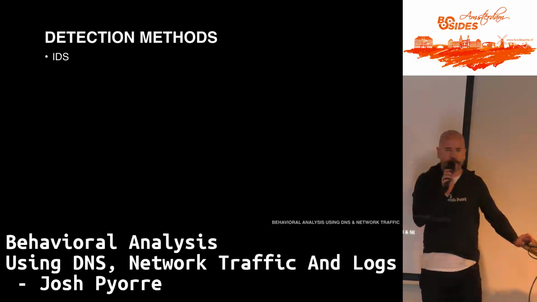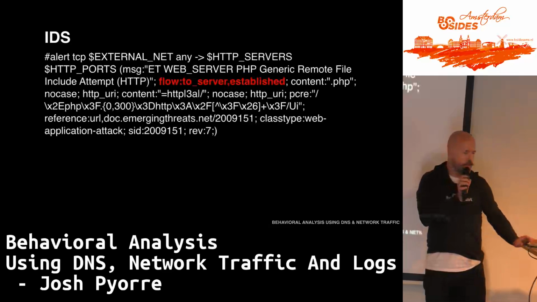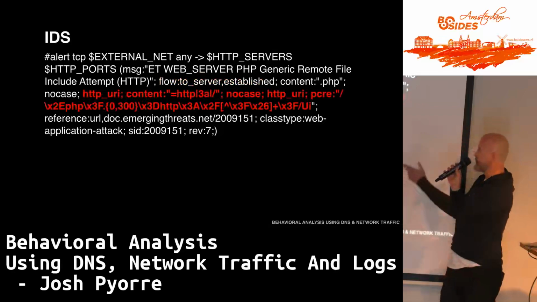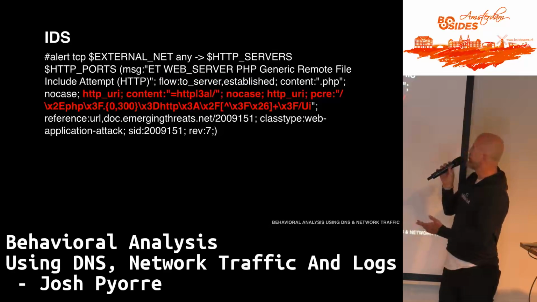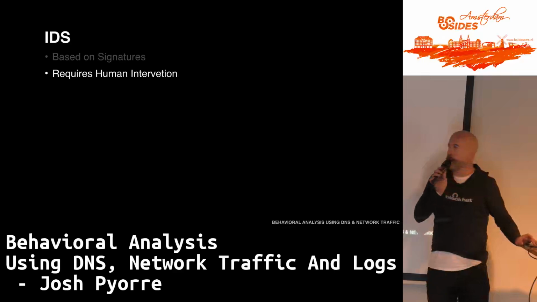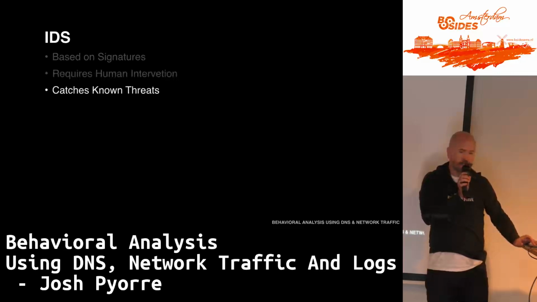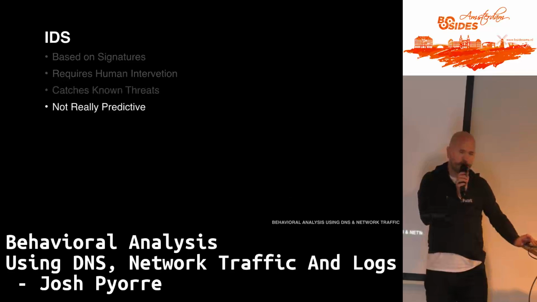There are some current detection methods that we have. I'm just giving a couple of overviews here. IDS, antivirus, we've got those. IDS is based on signatures, so it's based on things you know already. You can be a little bit predictive if you do some regular expression work. You get things like this, where you're looking for a certain kind of content, in this case a remote include vulnerability. It requires human intervention, so you've got to work with these signatures, keep them up to date and adjust them quite a bit. It catches known threats, so like I said, it's not going to catch things that you don't know about. So it's not really predictive.